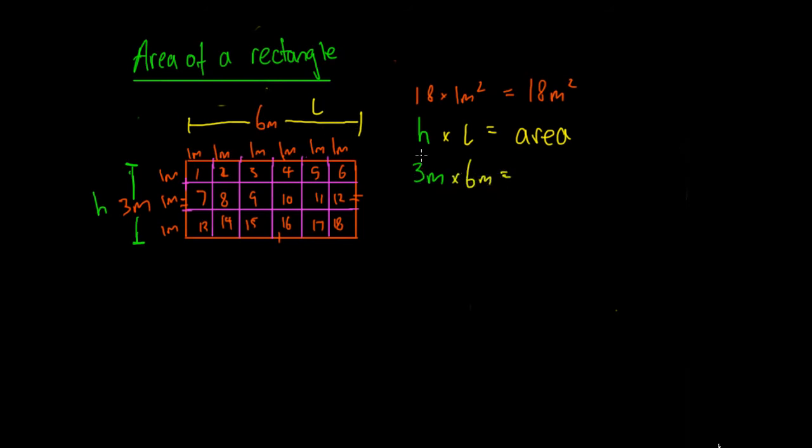So our area should come out to be 3 meters times 6 meters, so 3 times 6 is 18, and the tricky part is our units. So we have a meter multiplied by a meter gives us a meter squared. So that's how we work out the area of a rectangle. We can do it logically by separating the rectangle into smaller squares and counting them, so knowing we have 18, or we can use this formula here, which is the length times the height gives us the area. So that's how to work out the area of a rectangle.